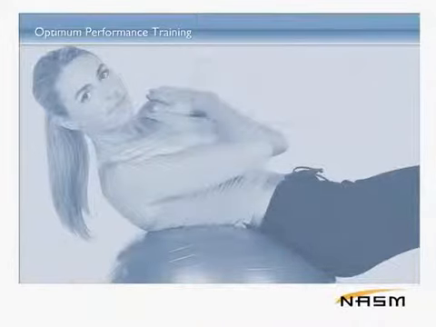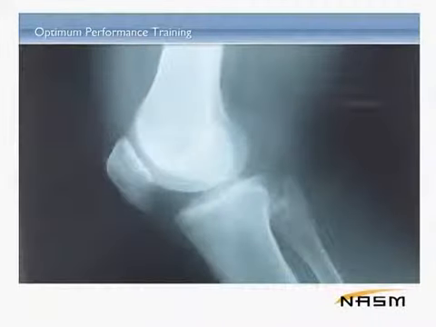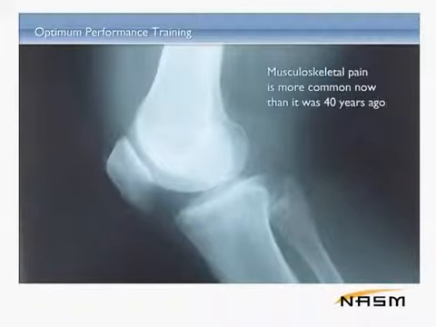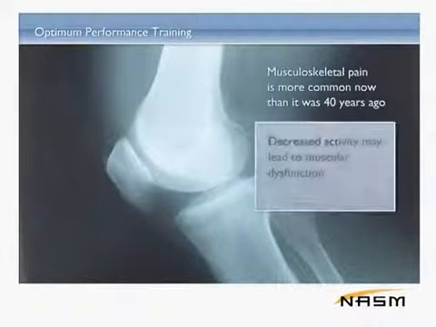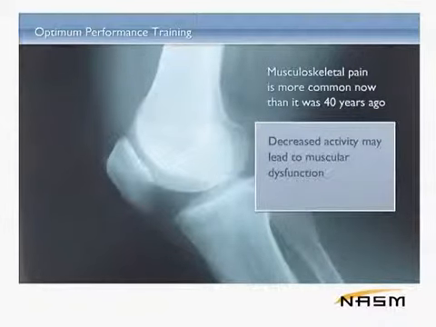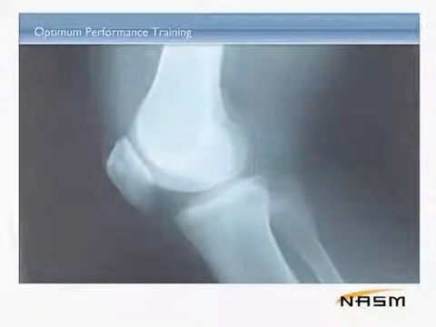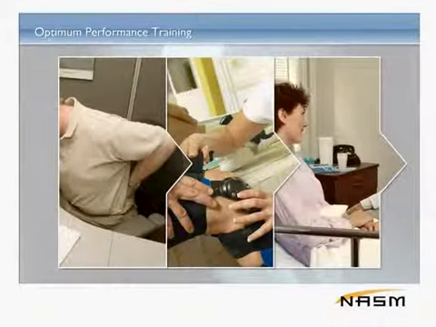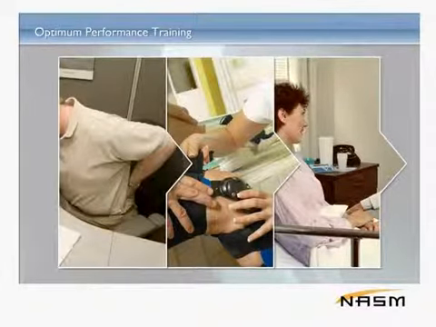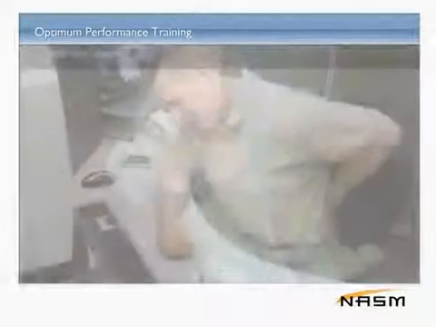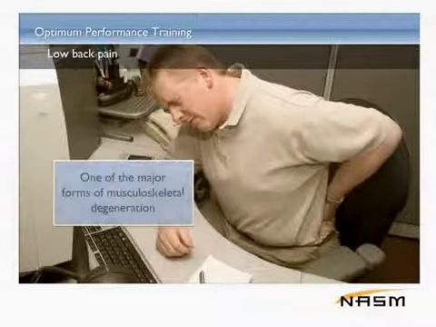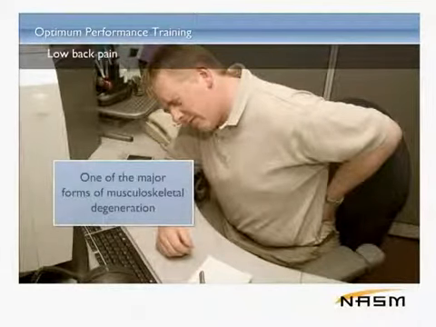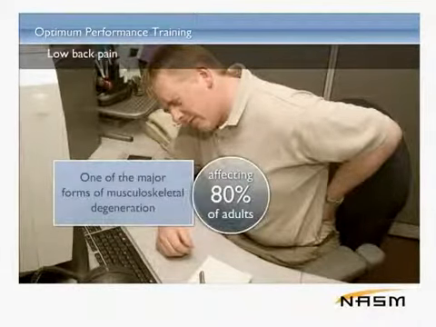Musculoskeletal injury. Research suggests that musculoskeletal pain is more common now than it was 40 years ago. This lends support to the concept that decreased activity may lead to muscular dysfunction and, ultimately, injury. Some of the major topics studied include low back pain, knee injuries, chronic diseases in the adult population, and musculoskeletal injuries.